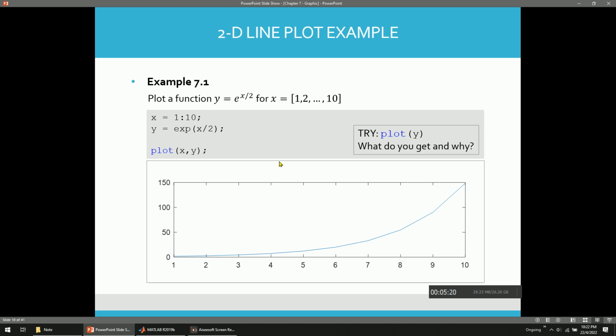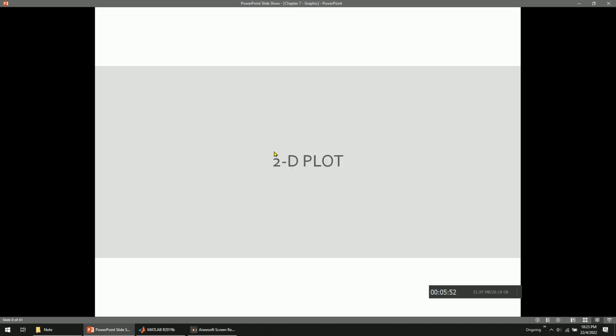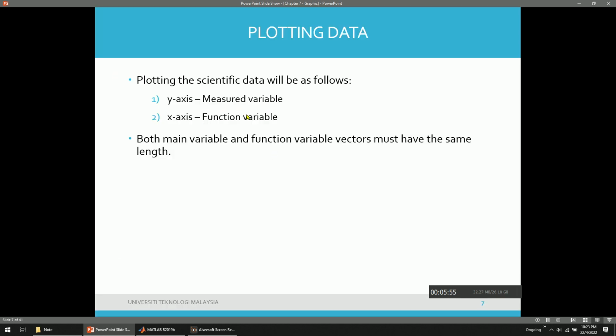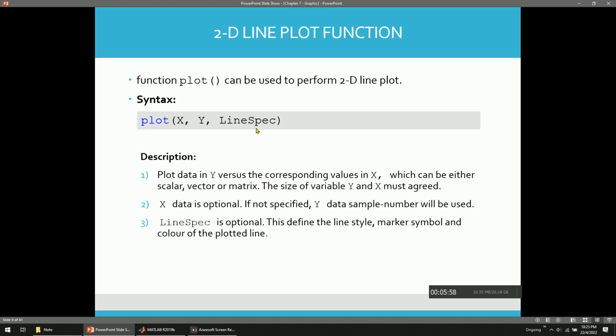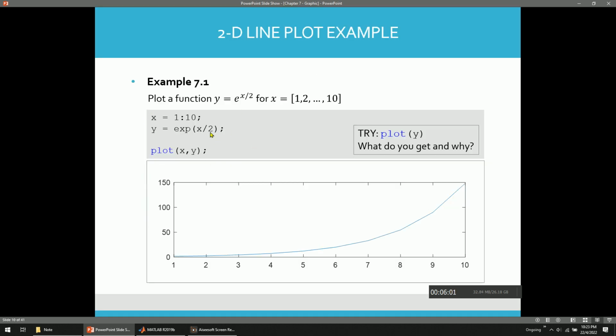So here is an example you can try. x is 1 until 10, meaning x is 1, 2, 3, 4, 5 until 10. And the x value is inserted into exp, which is exponential, of x divided by 2, this equation. So basically you just create x data. x is the manipulated data, y is the response data, or in this case it is called the measured variable. This one is the function variable. It depends on you.